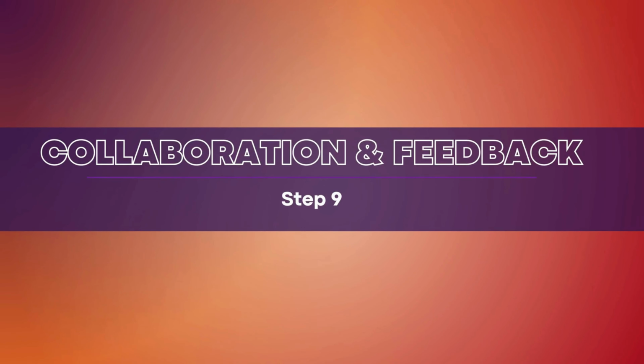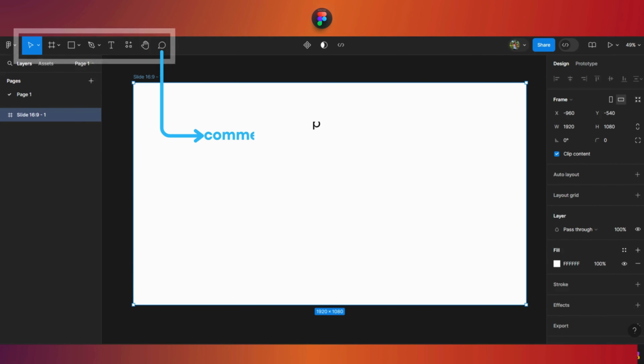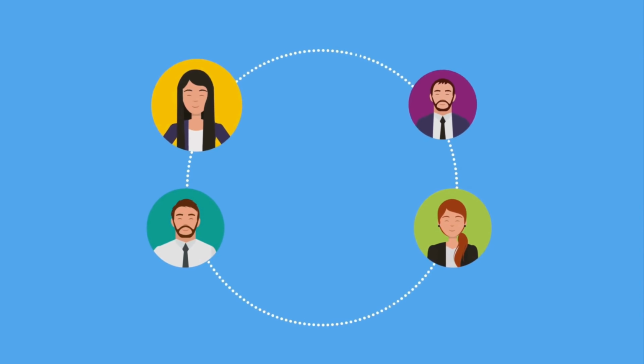For collaboration and feedback, you can click the share button to invite others to view or edit your file. Use the comment tool to leave feedback on specific parts of the design. Work simultaneously with team members on the same file with real-time collaboration.